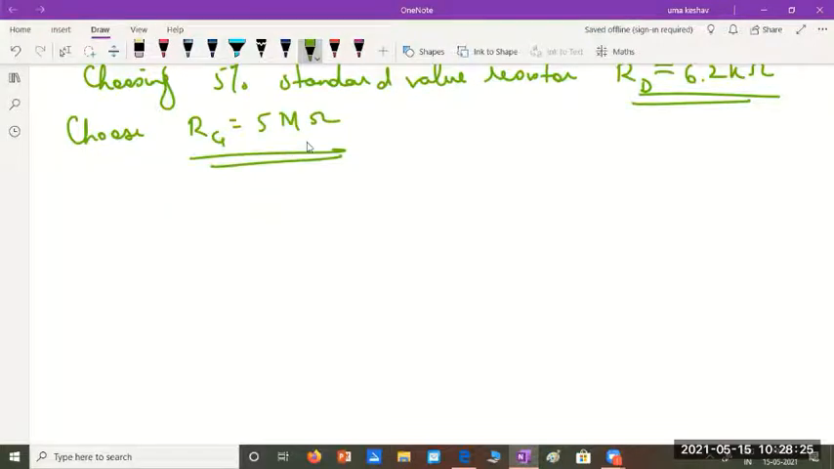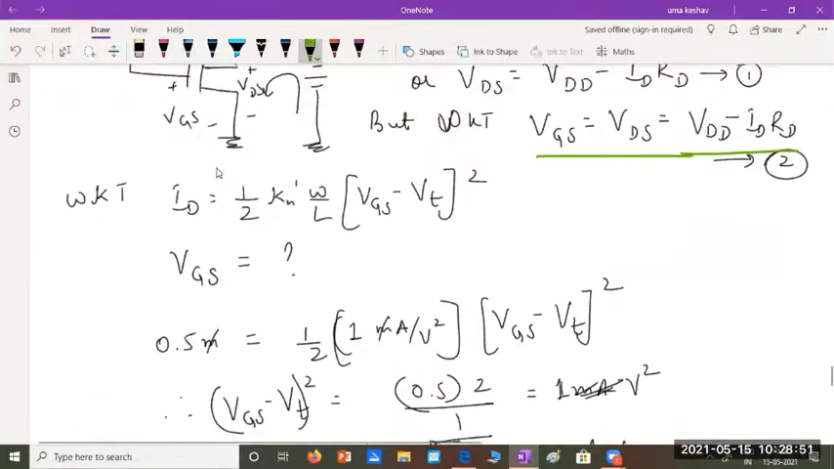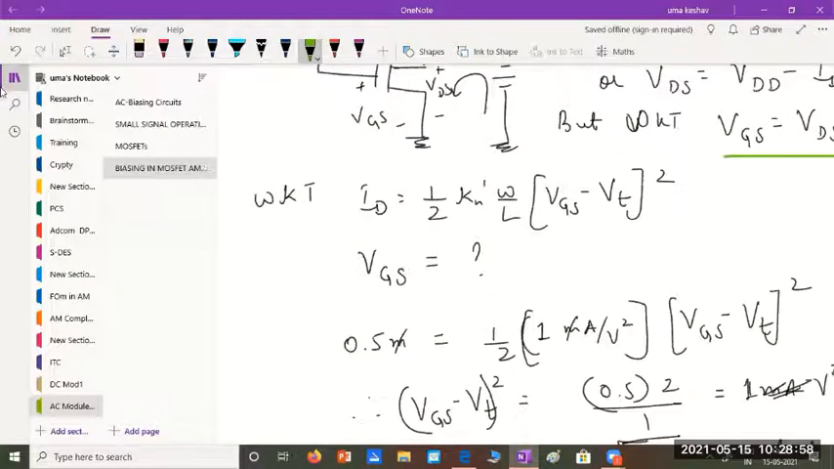This completes our biasing analysis of MOSFETs. We have other types of bias also, but only this many are included in your syllabus. Okay. So with this, we have discussed the 3 biasing arrangements, the fixed VGS bias, the fixed VG bias, and the drain to gate feedback bias, and we have solved design problems in each case. Can we proceed further?